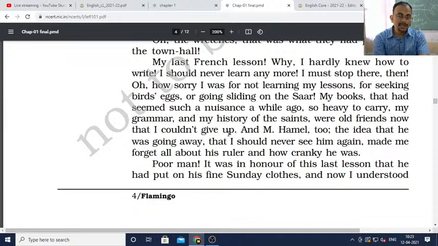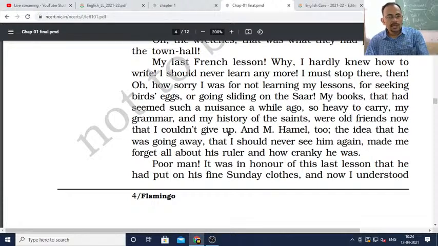He used to bunk the lessons, but now he will have no opportunity to rectify his mistake. He has no chance of making up for the mistakes that he has committed, because there is no French lesson henceforth. Only German will be taught in the schools of Alsace and Lorraine in France.